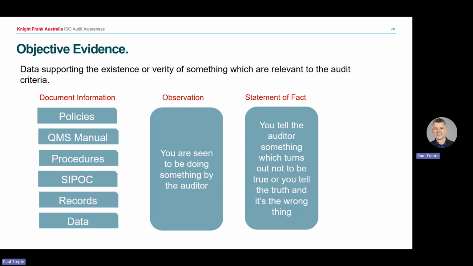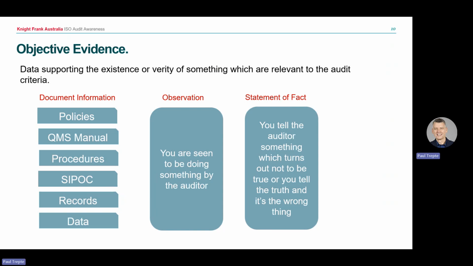Objective evidence. Objective evidence is simply data supporting the existence or verity of something which is related to the audit criteria. Examples can be policies, your quality management system manual, procedures, your process map or SIPOC, records, or data. So an auditor can look at all of this documented information to get information on whether you're complying with the audit criteria.